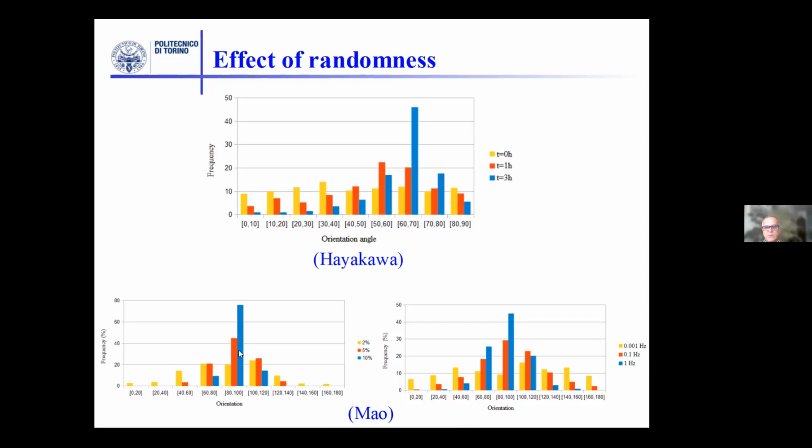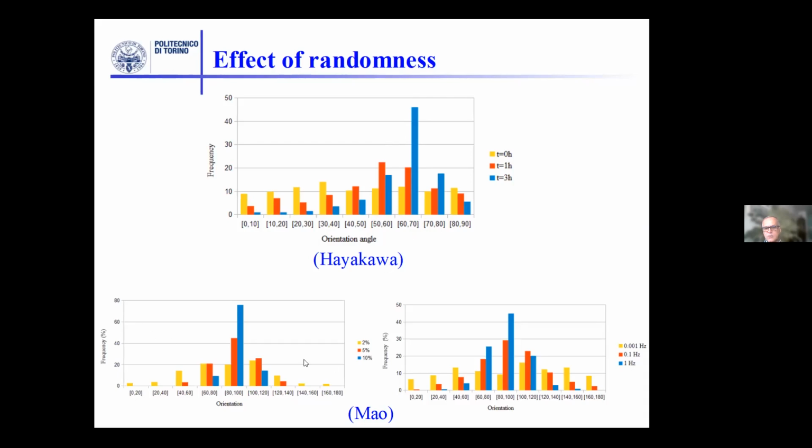So this first graph on the top reports how this frequency changes with time. Initially, you have more or less a uniform distribution, the yellow graph. Then after 1 hour, a peak starts around 50, 60 degrees. And with time, this picks up more, and most of the cells are oriented with an angle of 60, 70 degrees in this interval here.